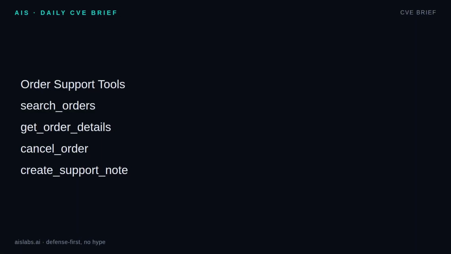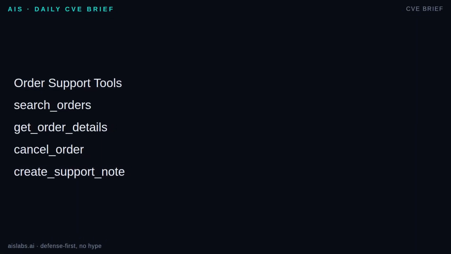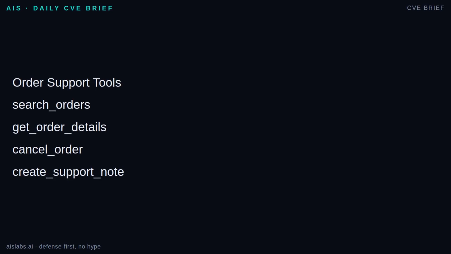Suppose we are building a small order support agent. Weak version: lookup database tool, order helper, action tool, and notes tool. Stronger version: search orders, get order details, cancel order, and create support note. Search orders says, find orders for a known customer. Use when the user asks for a list or says latest order. Do not use to cancel or modify anything.